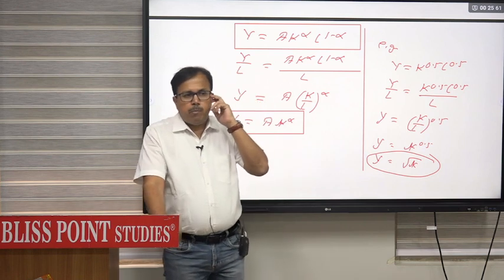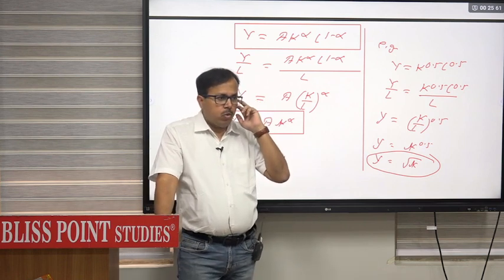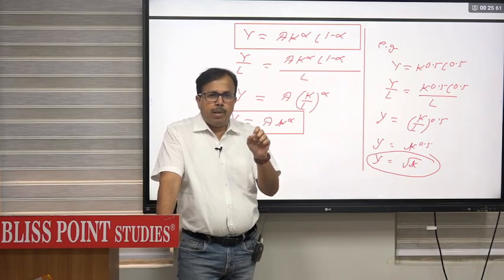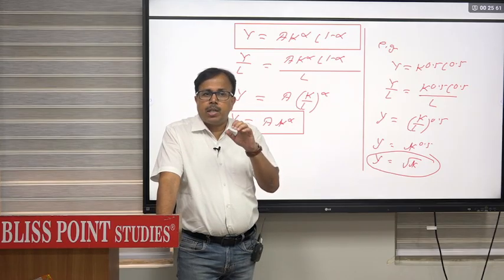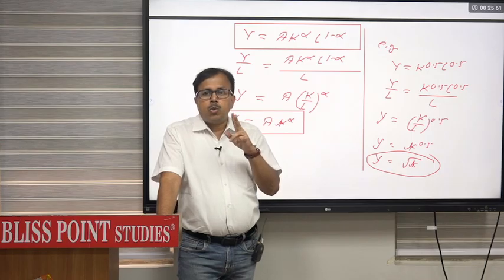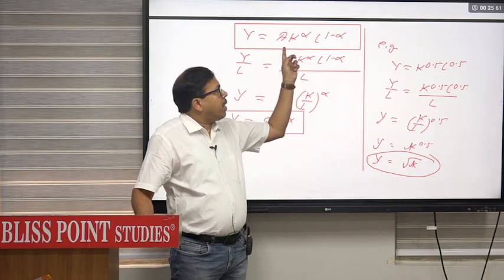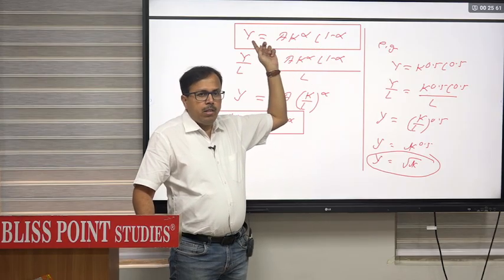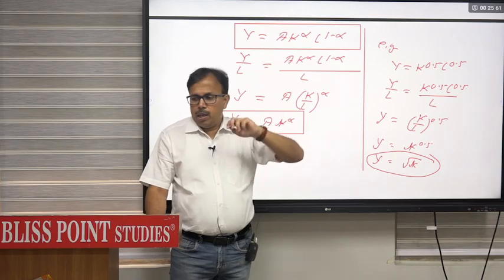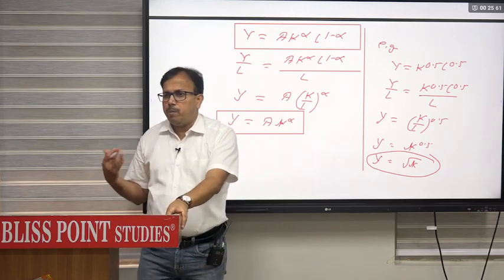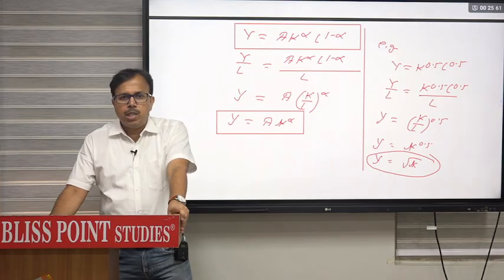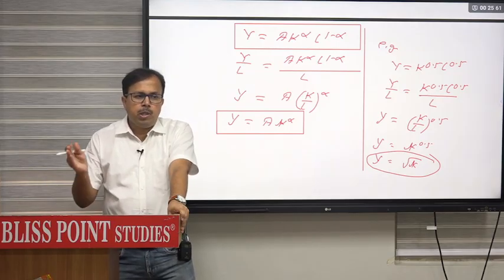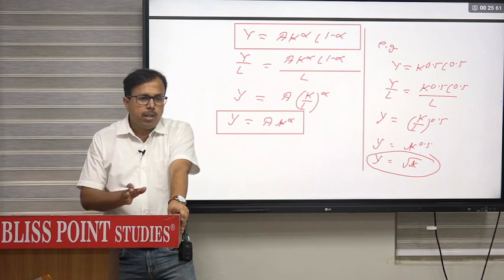Solow model is based upon diminishing return to capital, but it is also based upon constant returns to scale. Constant returns to scale means if you increase capital and labor both by a certain proportion, output also changes by the same proportion. If we change both capital and labor, then output will change by the same proportion. But if you increase only capital, then output will not change in the same proportion. So it is based upon diminishing return to capital.